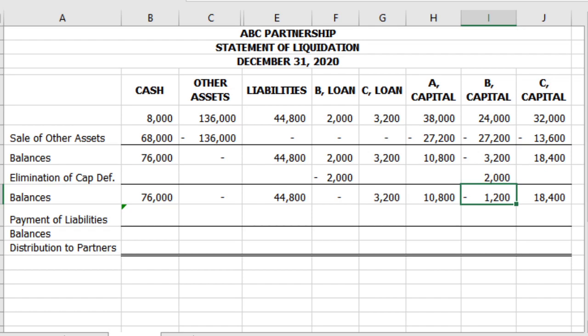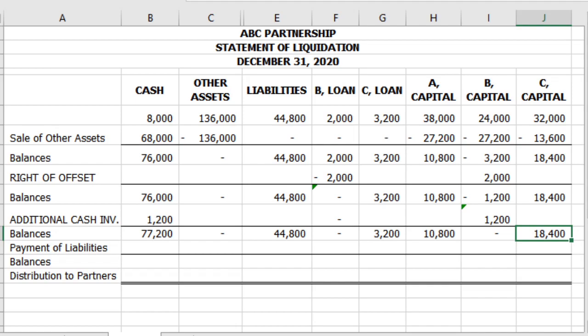So eto na. After na magamit yung right of offset, negative pa din or meron pa din capital deficiency si B by 1,200. So, next step is, since solvent siya, sabi ng problem, magkakaroon siya ng additional cash investment. So ganito ang mangyayari. Okay, so after na makapag-invest ng additional cash, yung B capital is 0 na. So, wala na siyang capital deficiency. Now, we can proceed na to the payment of liabilities.